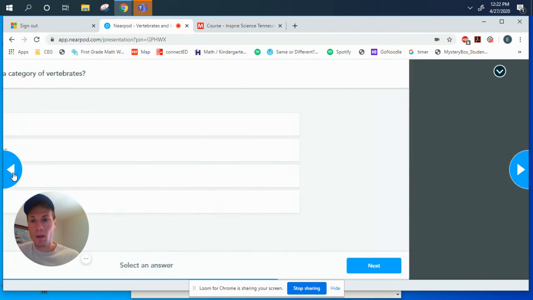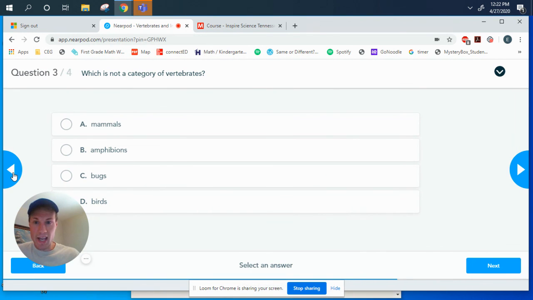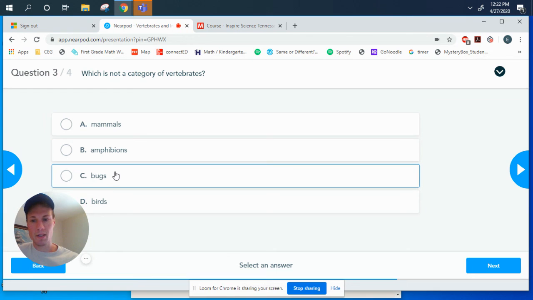Which is not a category of vertebrates? We talked about the 5 categories. Which is not a category of vertebrate? Mammals, amphibians, bugs, or birds. Write down your answer.